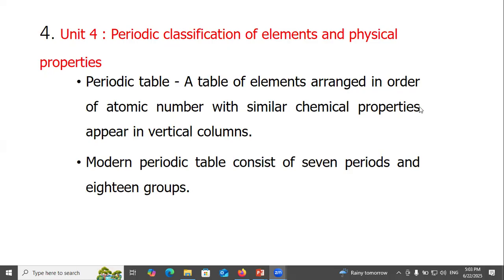This is Unit 4, Periodic Table, Periodic Classification of Elements and Physical Properties, under BSc first year, Tribhuvan University, Institute of Science and Technology, Chemistry, first year BSc.